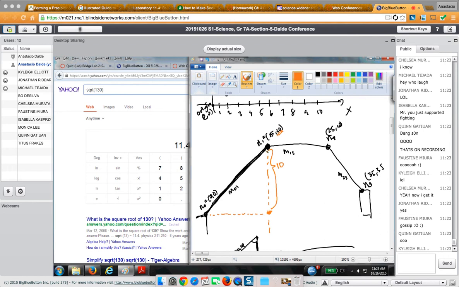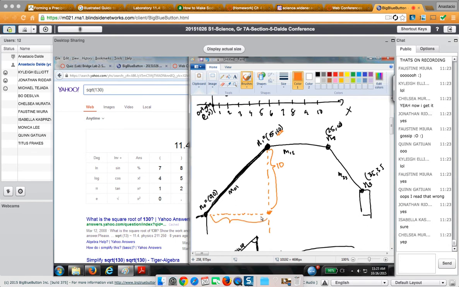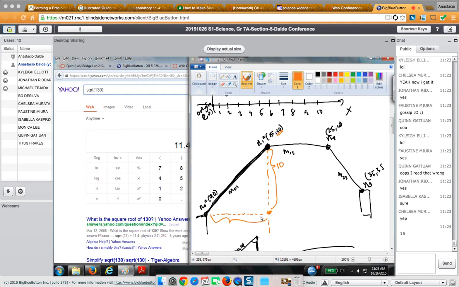All right. And then, what is this length right here? Come on, Quinn, you got this one. It's 15. Very good. Because you went from 0 to 15. And so, we want to really figure out what this length is. Oh, by the way, I'm just curious to know, how did you get 10?